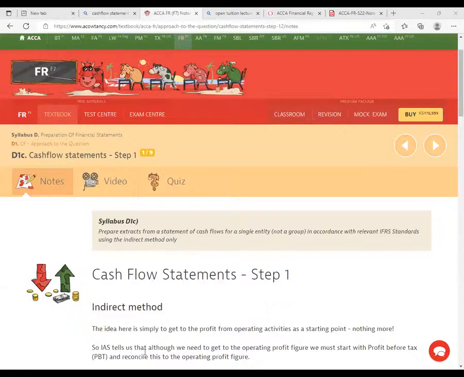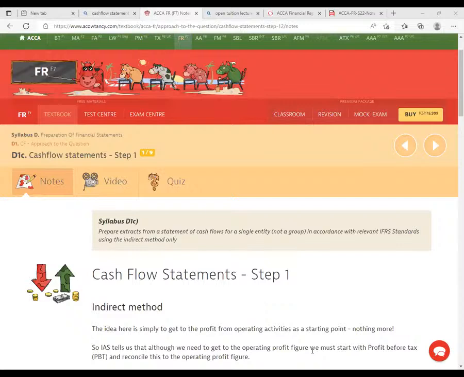So IAS tells us that although we need to get to the operating profit figure, we must start with the profit before tax. So please don't make any notes. I'll be able to share these notes with you as we normally do in the online classes. We share notes with our students immediately after the class.